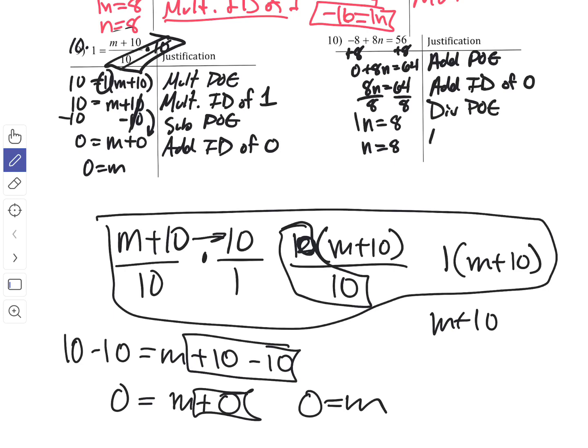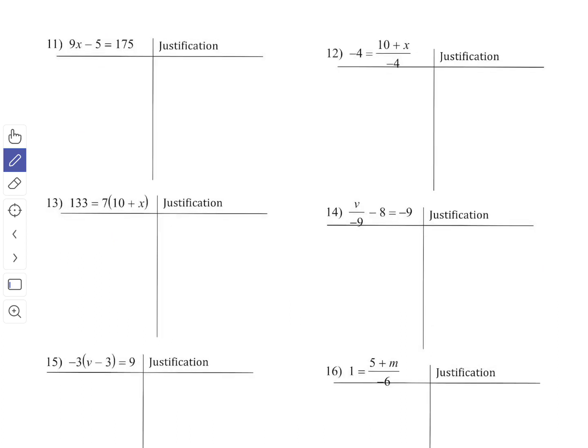So as we can see, just like everything else, still doing the same justifications because we're just practicing the same type of problems. Okay? Alright, let's jump to the next group. Okay, the next page. So again, we're just solving them the same way.